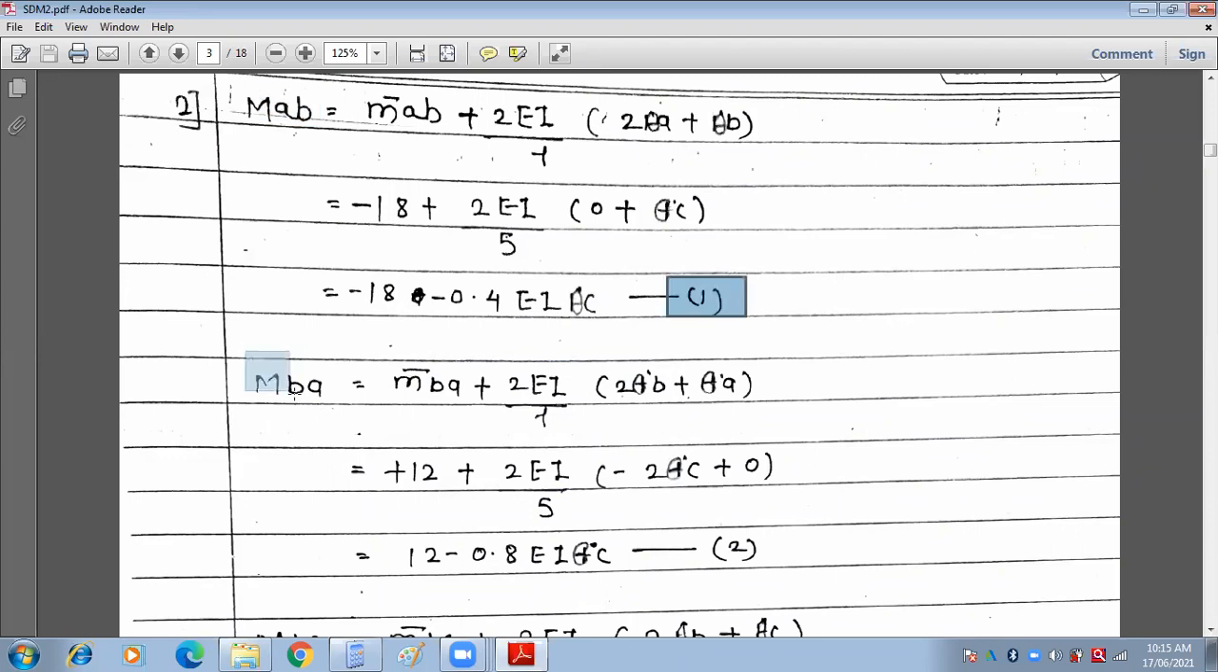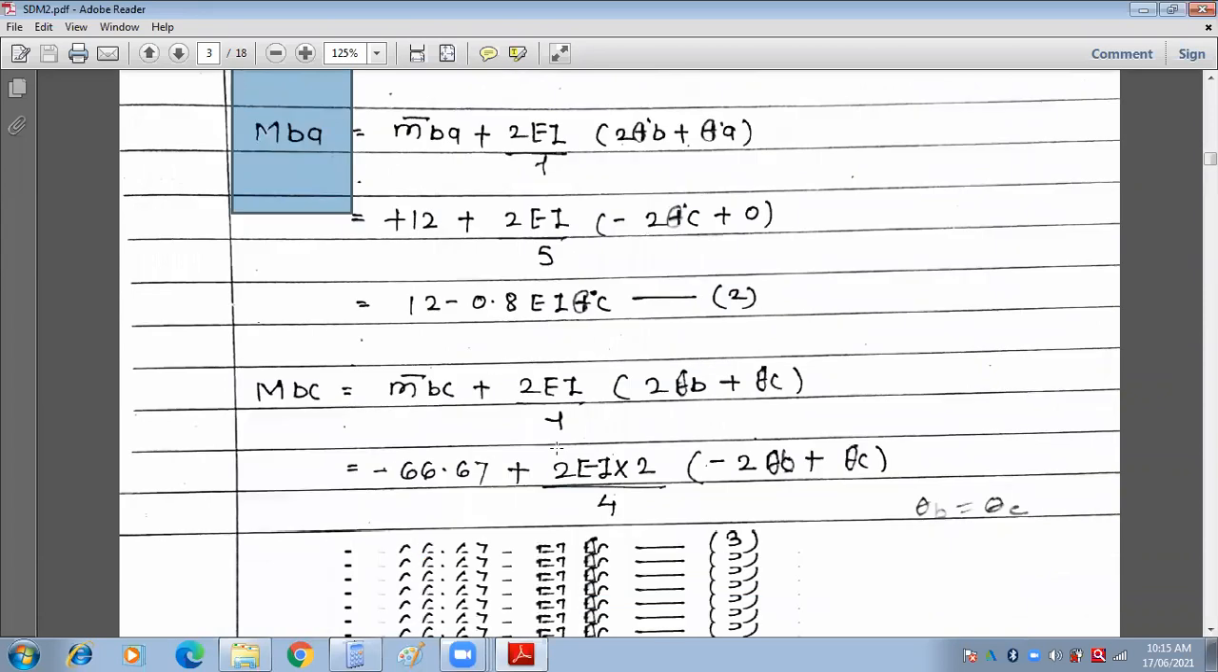Let us say equation number 1. Now similarly for the span BA: friction moment BA plus twice EI upon L into bracket 2 theta B plus theta A. Here theta A is 0, L is 5 meter, and friction moment BA is plus 12. Again, as we have seen, theta B is equal to minus theta C, therefore we put minus theta C here. Now simplify this term, and we get plus 12 minus 0.8 EI theta C. Let us say equation number 2. Now this one is for the span AB.